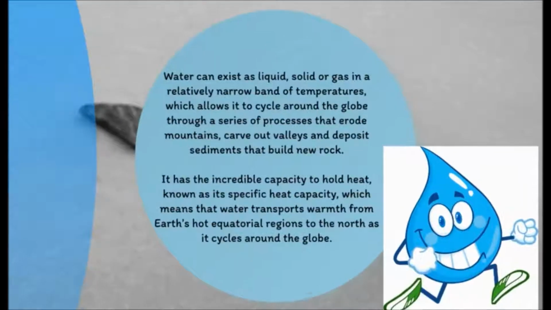Water can exist as a solid, liquid, or gas in a relatively narrow band of temperatures, which allows it to cycle around the globe through a series of processes that erode mountains, carve out valleys, and deposit sediments that build new rock. It has the incredible capacity to hold heat, known as its specific heat capacity, which means that water transports warmth from Earth's hot equatorial regions to the north as it cycles around the globe.